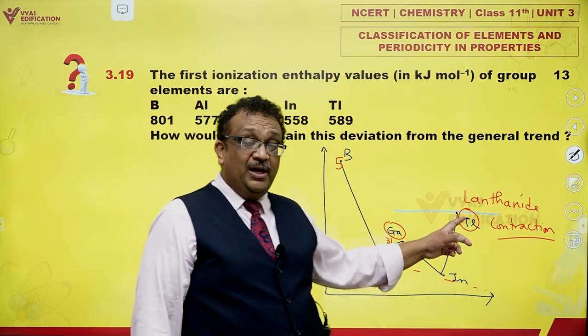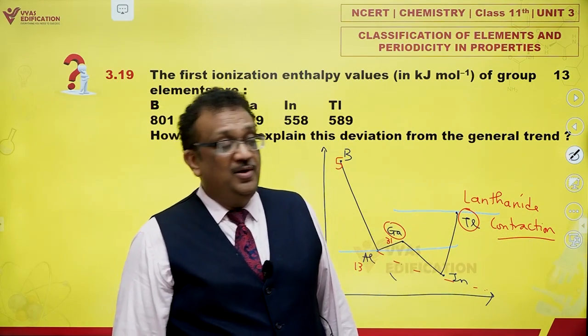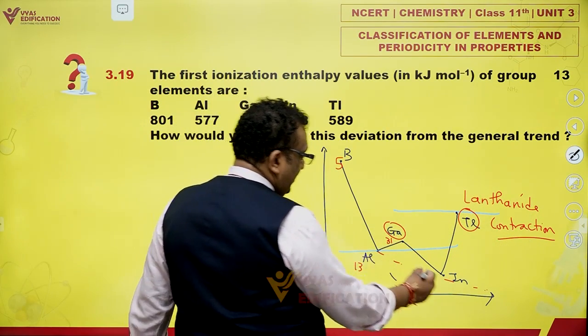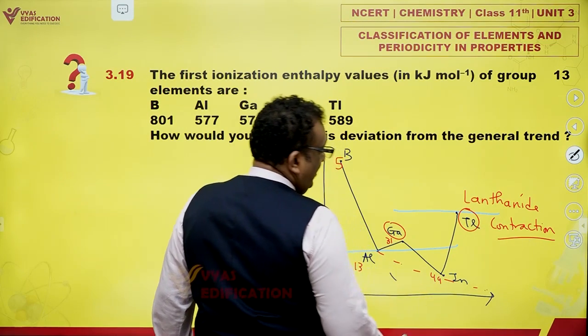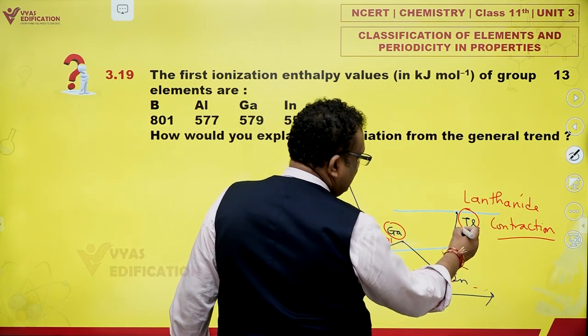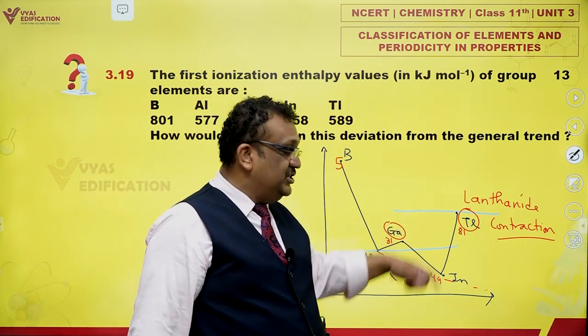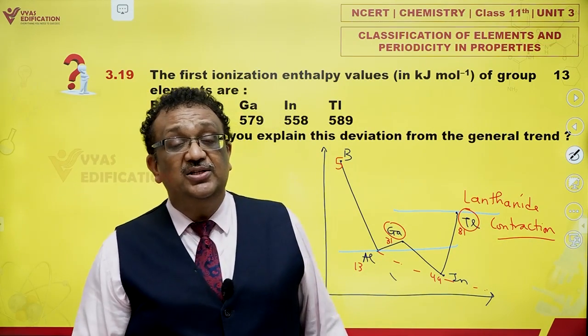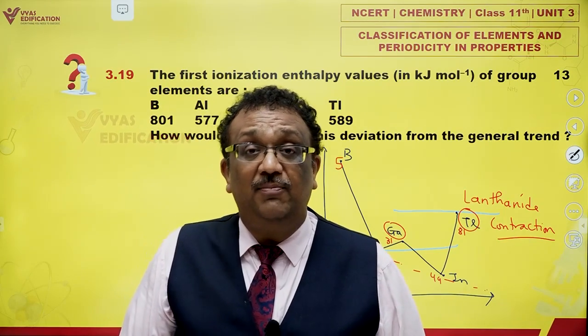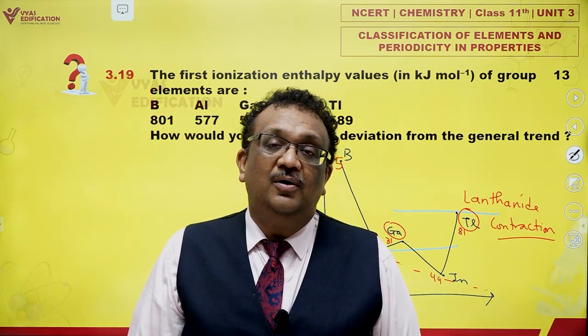The same factor becomes much more pronounced in thallium. Why? Gallium to indium, this is 49, and now thallium is 81. Oh my God. There is a sudden jump from indium to thallium. Nuclear charge increases not by 18 but by 32. Wow.